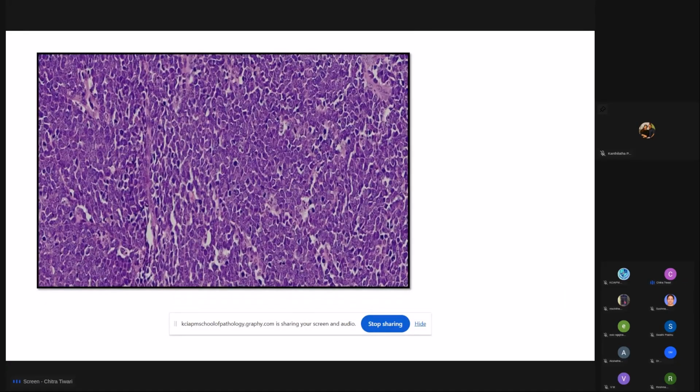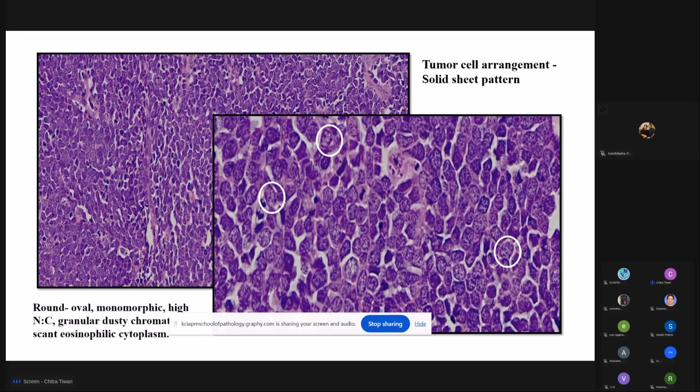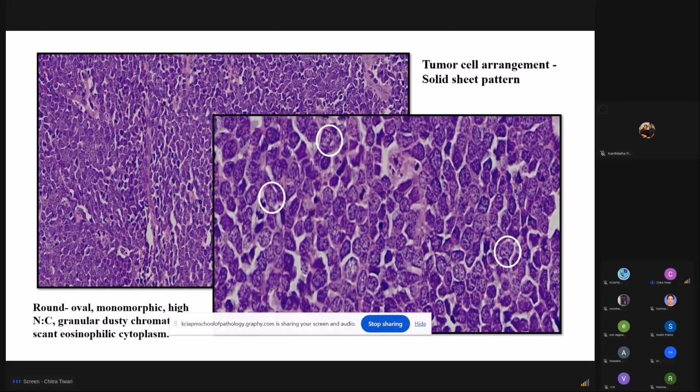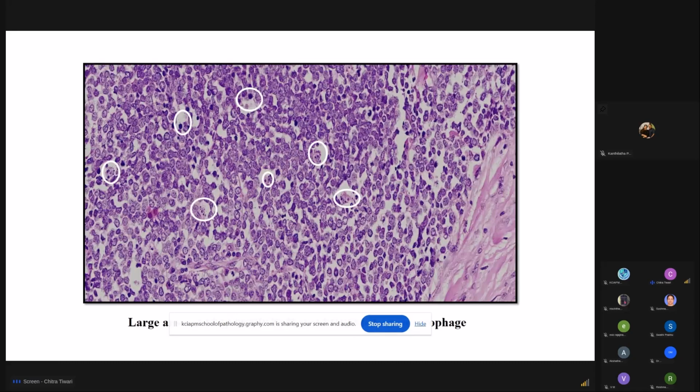Now coming to this slide, it shows the tumor cell arrangement in a solid sheet pattern, where we can see the cells are round to oval, monotonous to monomorphic with high NC ratio, scant eosinophilic cytoplasm, fine granular dusty chromatin, and inconspicuous nucleoli. There is also a high degree of mitosis, around 10 to 15 per high power field. There are also a large number of apoptotic bodies and tingible body macrophages.